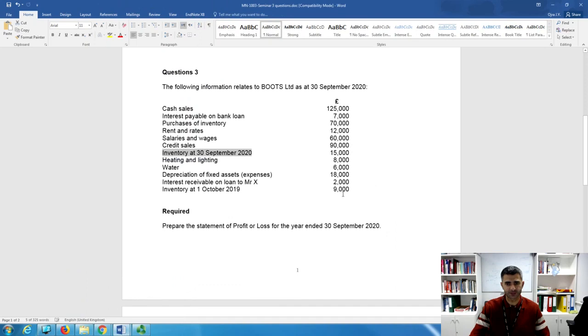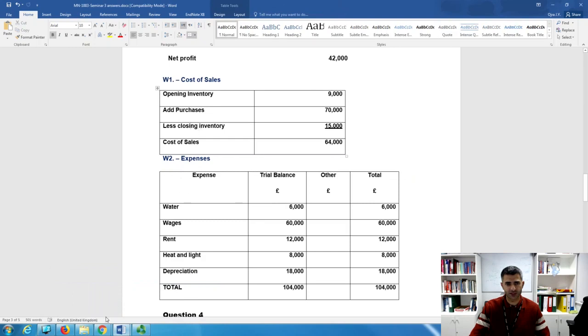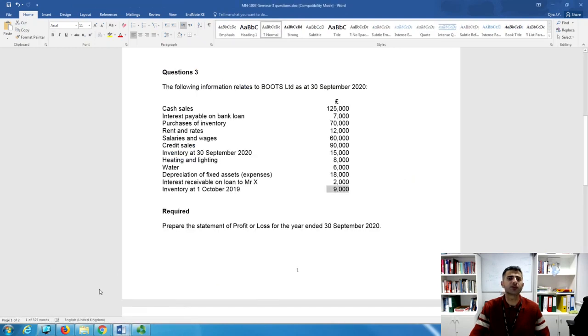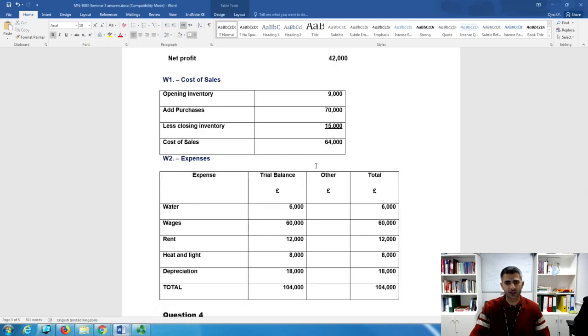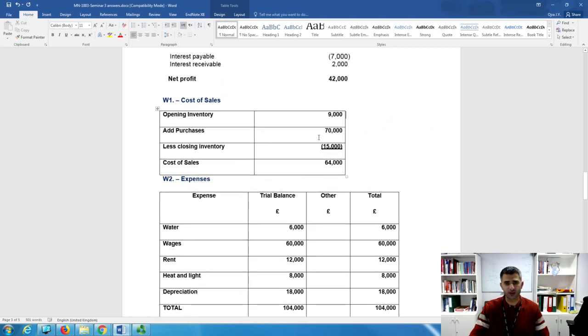Opening inventory plus purchases 70,000. Again in the question, purchases of inventory, if you see here, and minus closing inventory, which is here. Can you see closing inventory? This one. So very simple. This plus this minus this. Put it in brackets if you want. So this is 64,000. So the cost of sales equals 64,000 pounds. So here we go. Working one done. Excellent. Great.